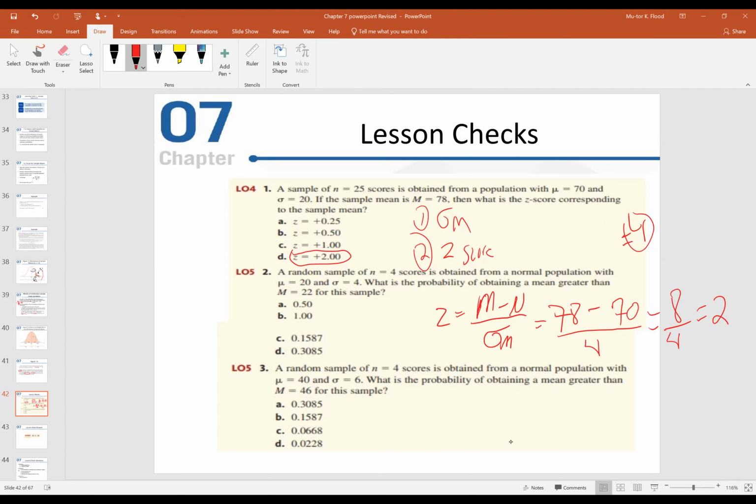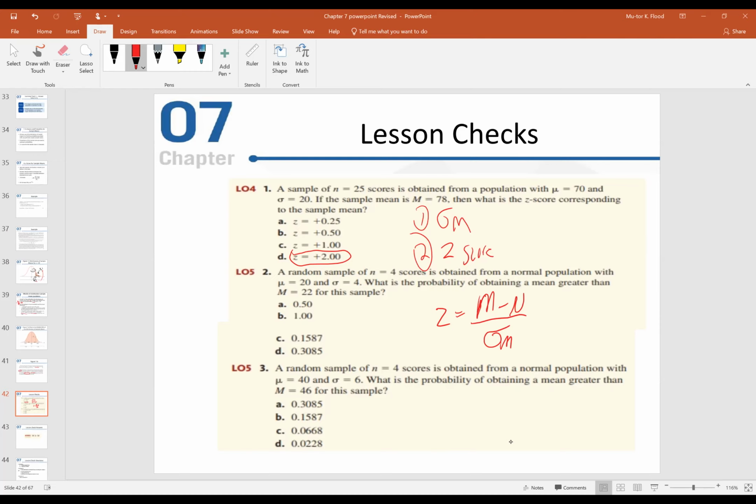And we're going to be using these formulas again, so I'll keep the formula. Okay, so let's say a random sample of 4 scores is obtained from a normal population, right? With a population mean of 20 and a population standard deviation of 4. What is the probability of obtaining a mean greater than 22 for this sample, right? So for this one, they're going to start us off with the sample mean.